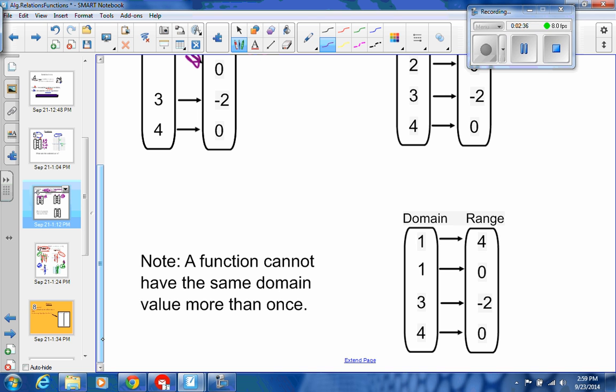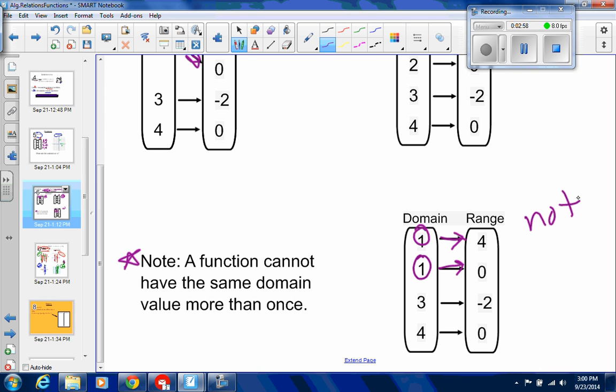One more example down here, and a good note to remember, which I said in my last video: a function cannot have the same domain value more than once, because if you list that same domain value more than once, it's just saying that 1 goes with 4, and it also goes with 0, which means that the domain value 1 has more than one range value. So that is not a function. Good review, not a function.